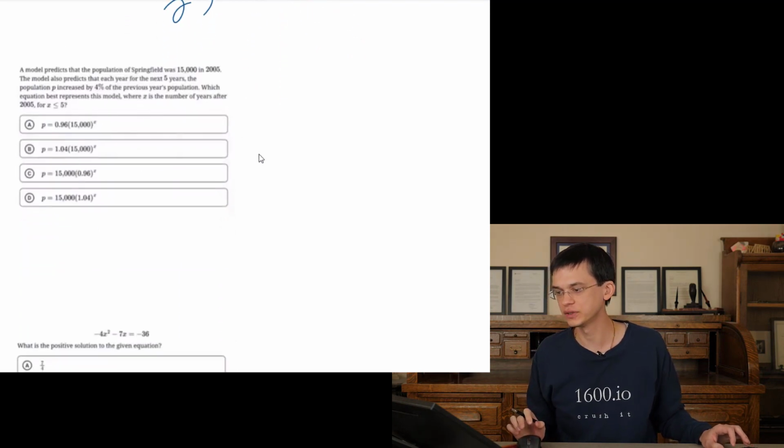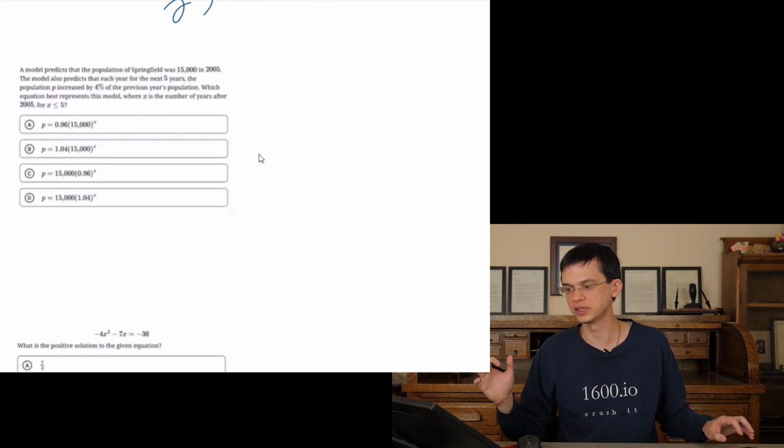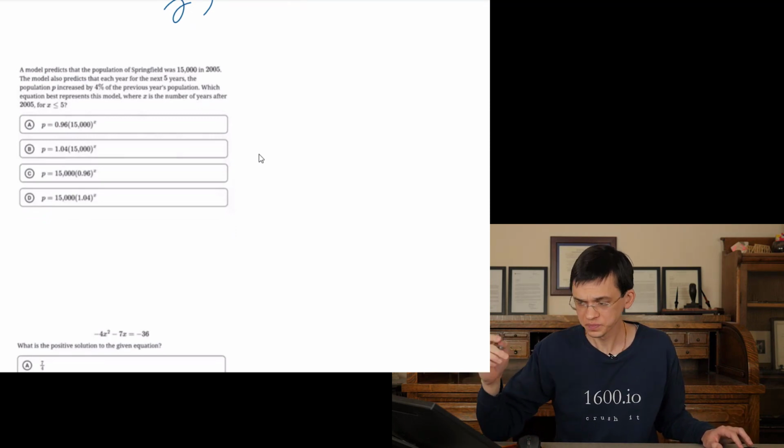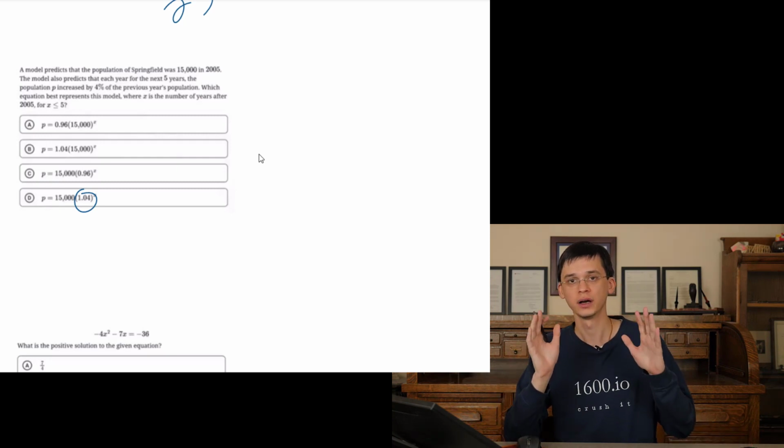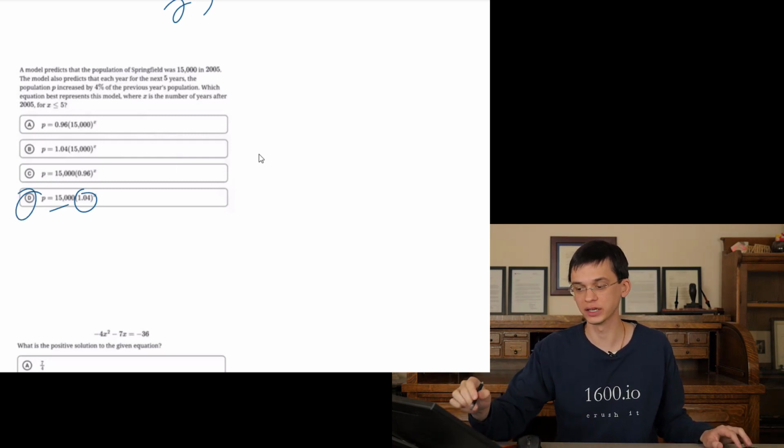A model predicts the population is 15,000 and over the next 5 years it grows by 4% every year, where x is the number of years. The only possible answer here is D, because it's the only one that has 1.04 in the percent growth of the exponential form. Yes, the initial value is 15,000 as well.